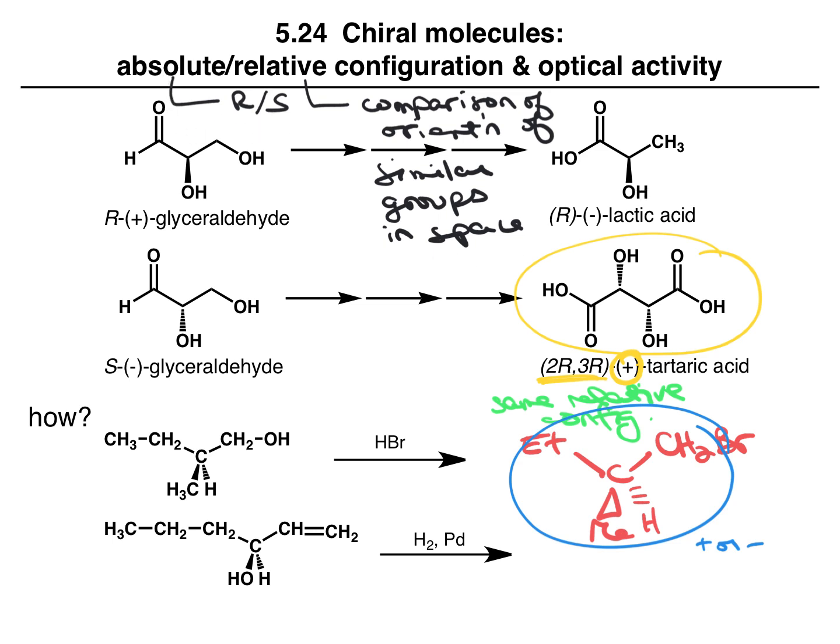Absolute configuration means you look at a structure written on paper and you assign priorities and assign R or S configuration. And then we also have the optical activity, which can rotate in the plus or the minus direction. Remember that the plus minus is not directly related to R or S. So it's not directly related to the absolute configuration or to the relative configuration.